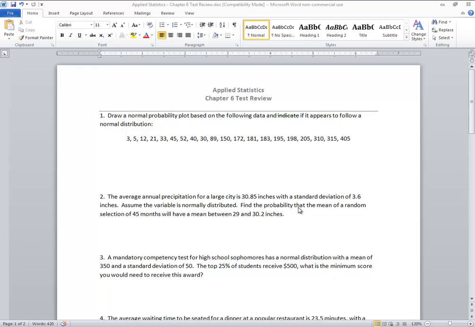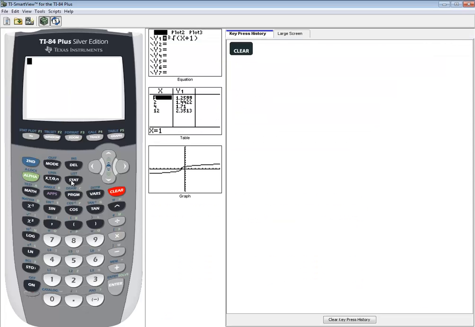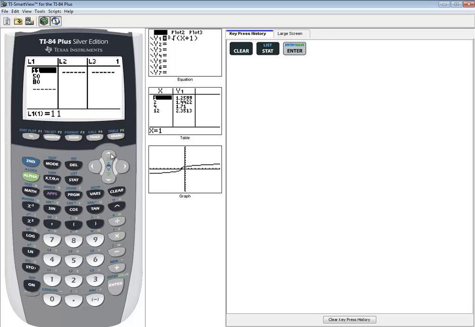Okay, let's take a look at our first problem. It says draw a normal probability plot based on the following data and indicate if it appears to follow a normal distribution. Now let's go to our calculator. Then I'll do stat, go into edit, and I'll clear out L1.